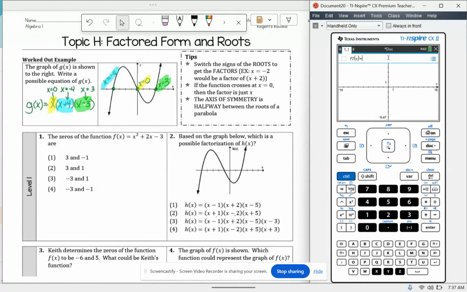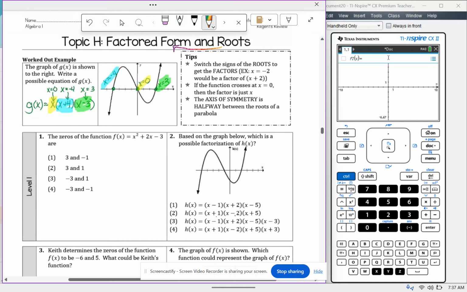Hi, this is topic H. We're doing factored form and roots, okay? So just know that the roots become the factors, and when roots go into factored form, you got to change the sign, okay? That's the big idea.